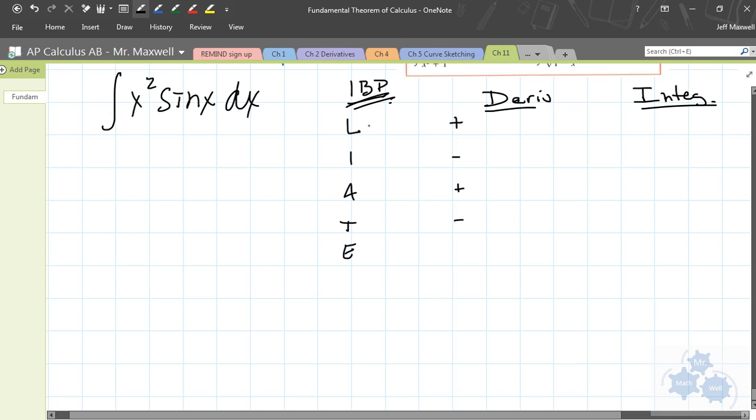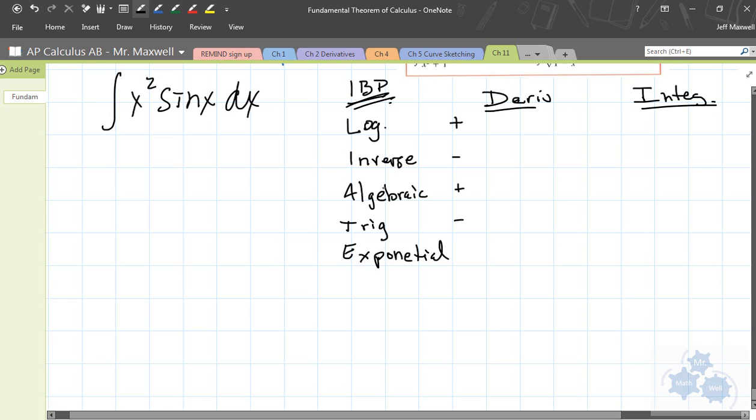So the L would be a logarithm, okay? Some kind of logarithmic function, so like natural logarithm or log whatever. And I is inverse function. If you have an inverse, and we haven't talked too much about inverses, but sine to the negative 1 x and that sort of thing. And A is algebraic, so like the monomial term, all right? And then T is a trig function if you've got a trig function, and then E is the exponential, so like e to the power and so on.